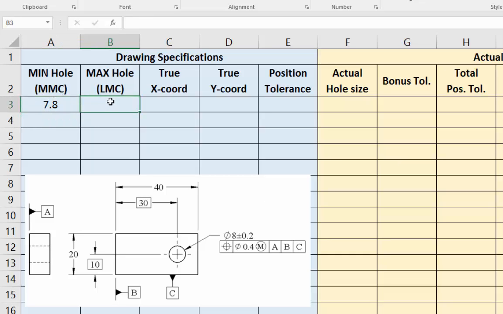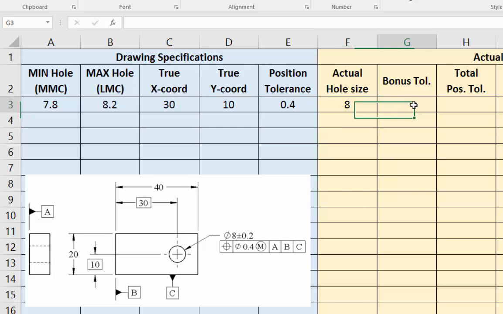The maximum hole size is equal to the 8 millimeters plus the 0.2 millimeter size tolerance. The true x-coordinate is this basic dimension here of 30 millimeters, and the true y-coordinate is this dimension here of 10 millimeters. The position tolerance is this diameter tolerance zone of 0.4. Let's suppose that the actual hole size is 8 millimeters.